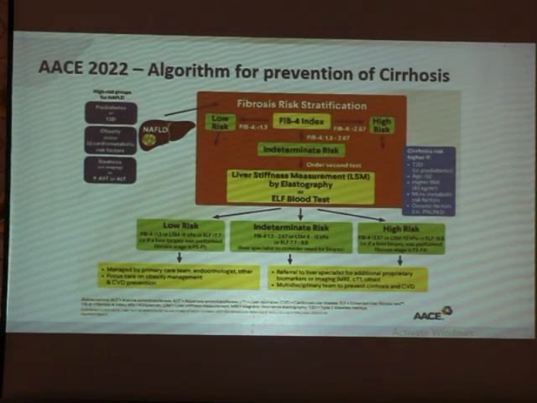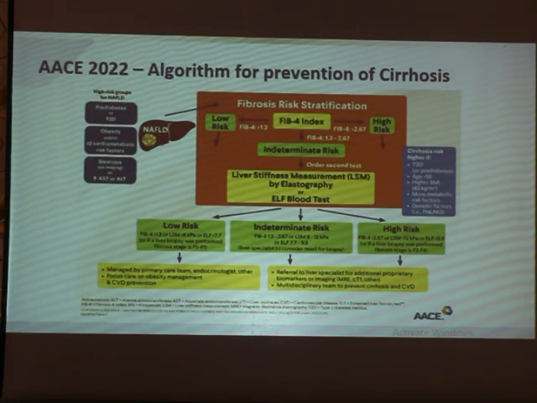Now, when you look at the algorithm for prevention of cirrhosis, we have these high-risk groups with pre-diabetes or obesity or type 2 diabetes or the ones with steatosis. So we want to look at the fibrosis risk stratification. We talked about the low risk and the high risk earlier, and when we look at the intermediate or indeterminate risk category, these are the patients that we want to evaluate further with liver stiffness measurements with FibroScans, which can be easily done on an outpatient basis.